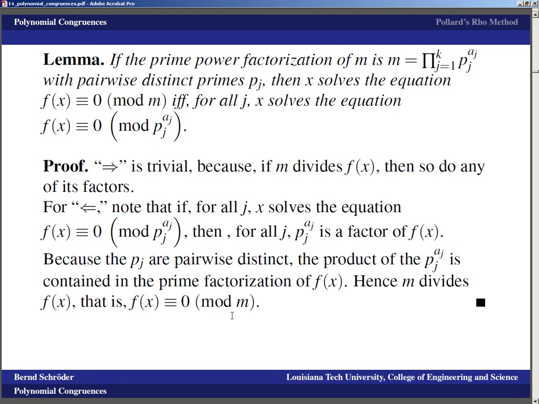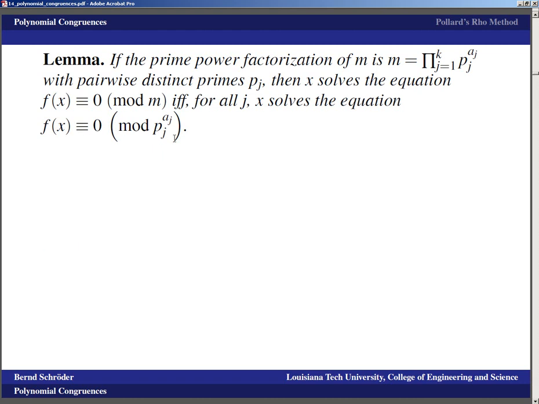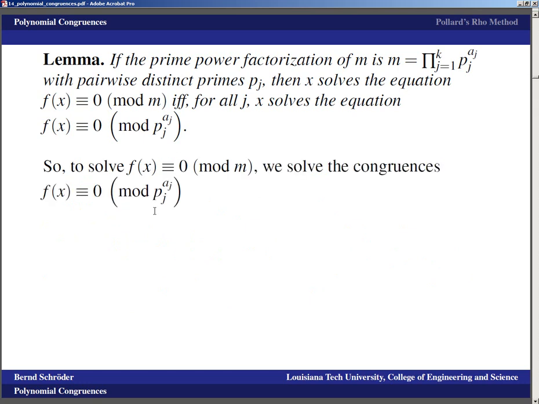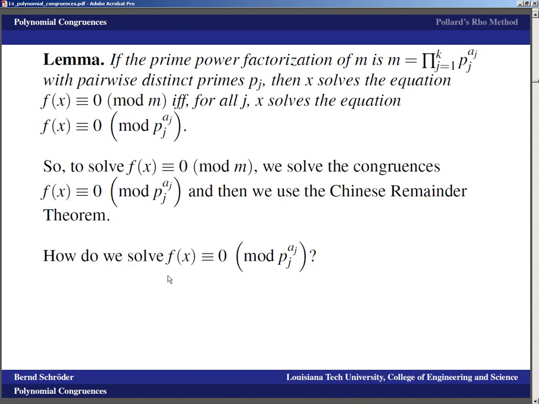So that means that if we want to solve any kind of equation, and we're going to talk about polynomial equations here, if we want to solve an equation f of x equivalent to 0 modulo m, really what we need to do is first solve the same equation modulo pj to the aj, and then we use the Chinese remainder theorem to piece together the result for the rest. Okay, so how do we solve the congruence f of x equivalent to 0 modulo pj to the aj?